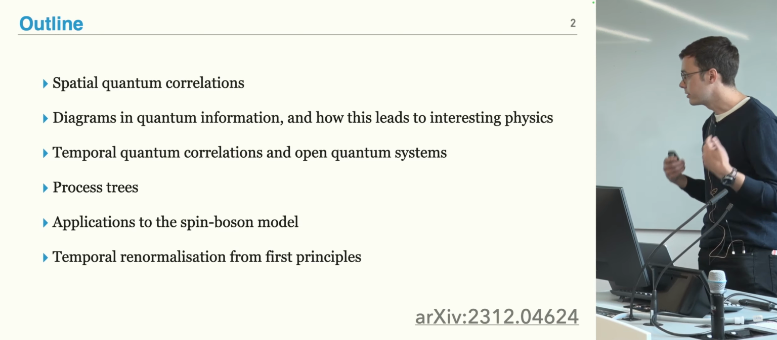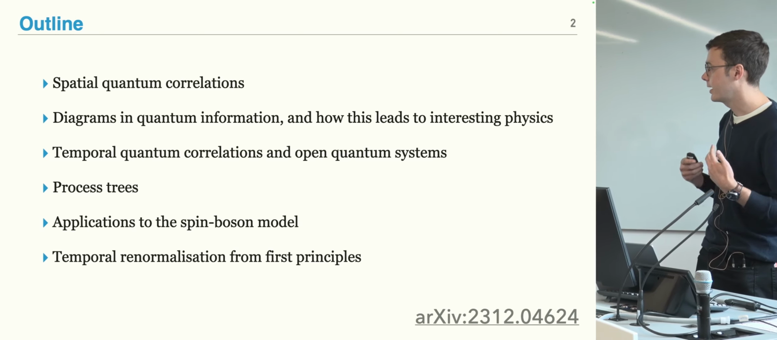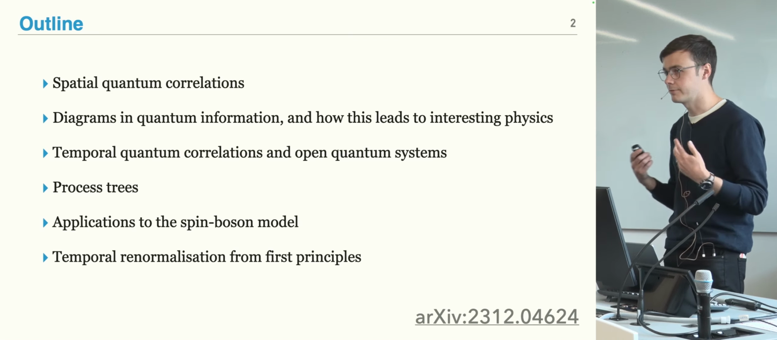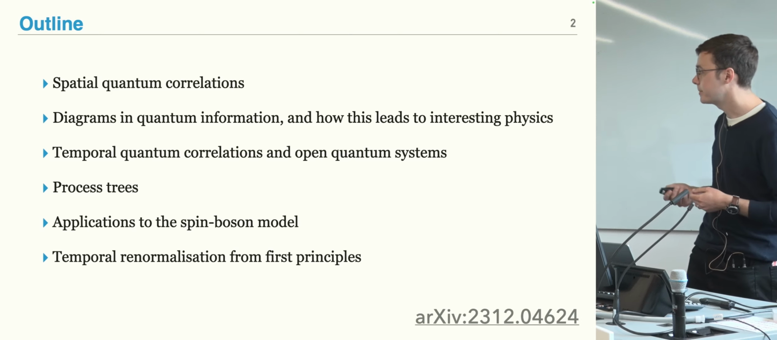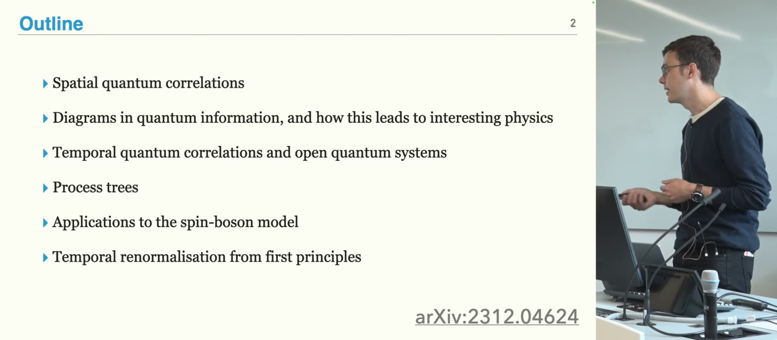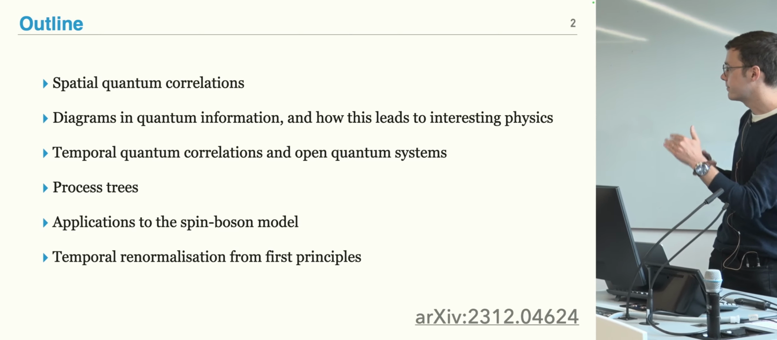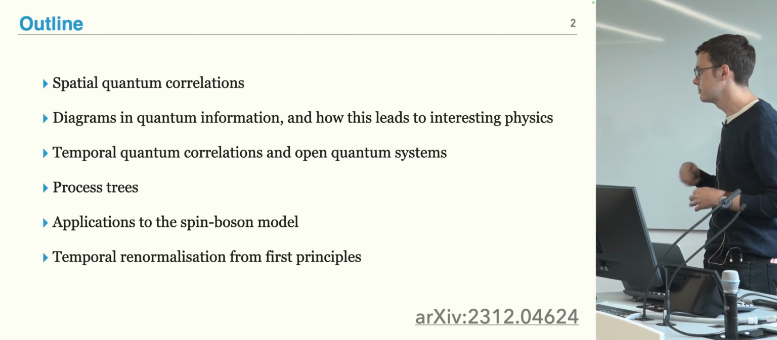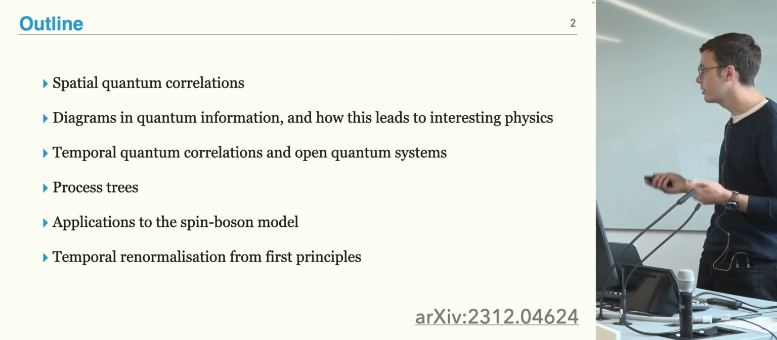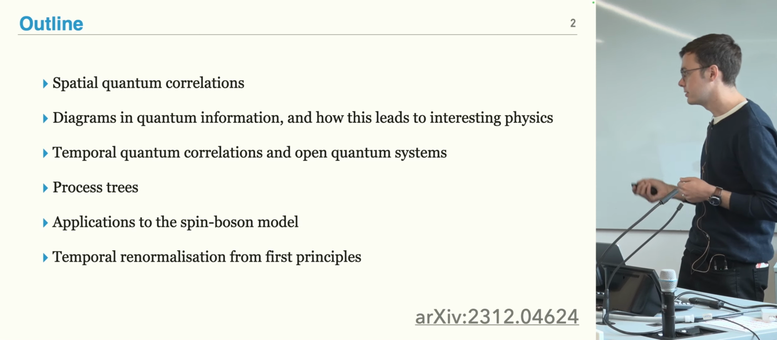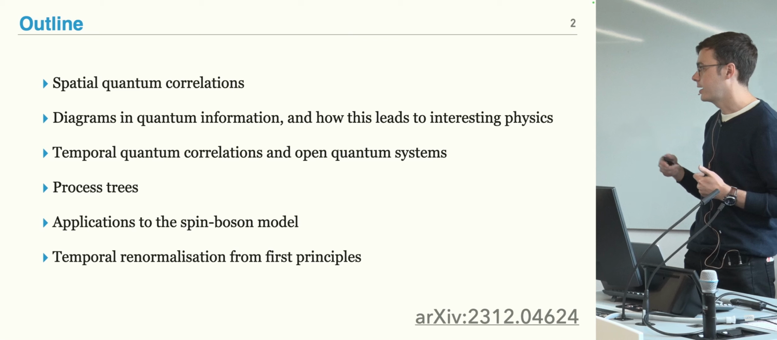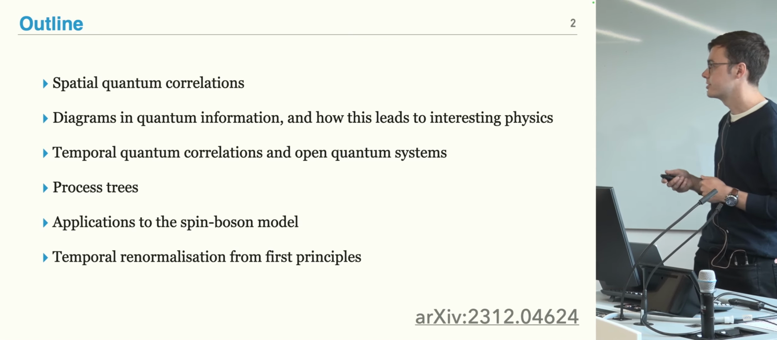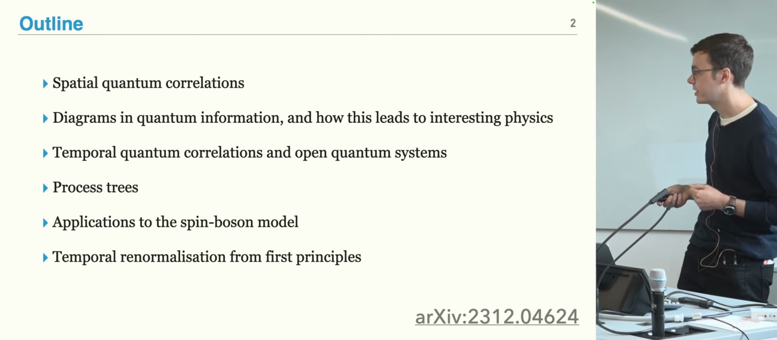So with open quantum systems, you can have stochastic processes that have correlations in time, and these actually have a surprisingly similar structure to those of spatial correlations. So this will be sort of the majority of the talk, comprising predominantly background and context. And then I'd like to talk a little bit about some of our results in terms of translating these interestingly structured tensor networks to the temporal setting.